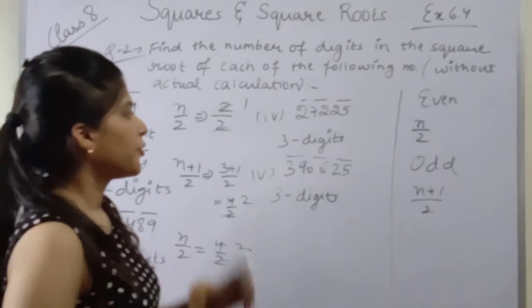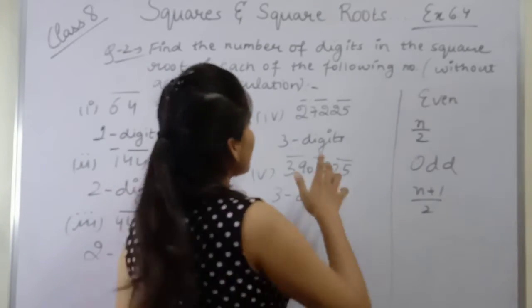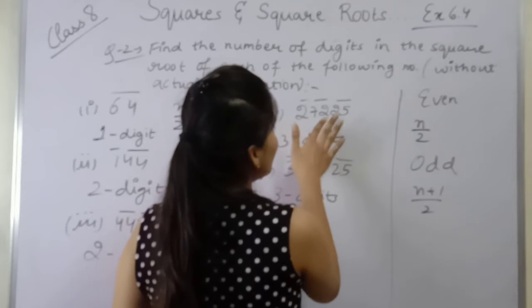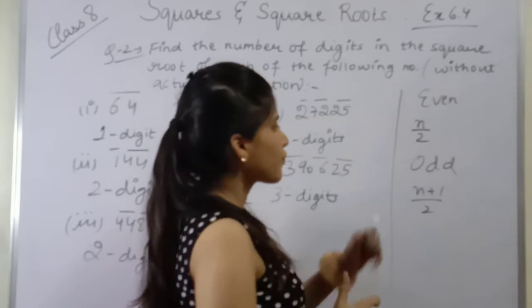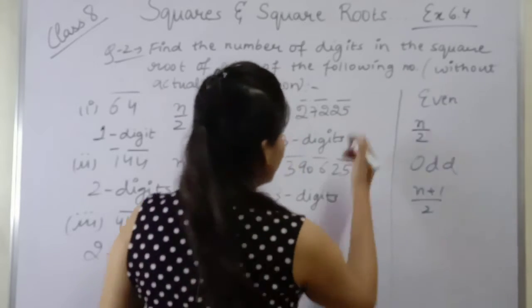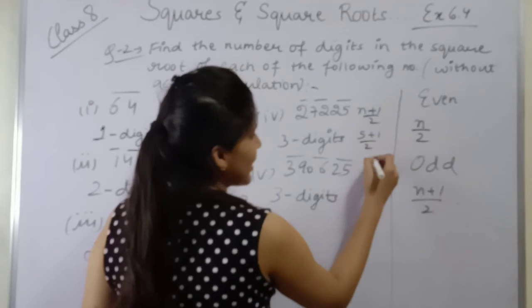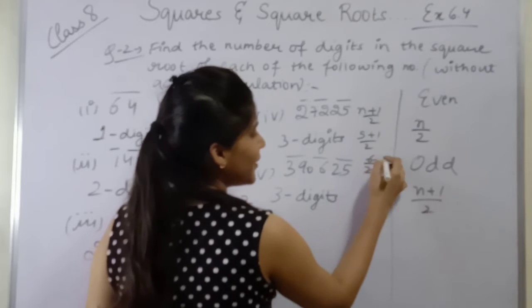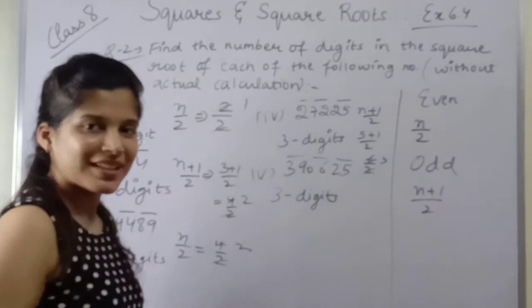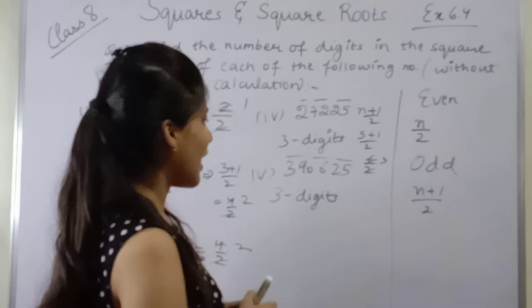Now fourth part. Let's count the number of digits. 1, 2, 3, 4, 5. So 5 is an odd number. So (n plus 1) by 2. (5 plus 1) by 2. 6 by 2, 6 by 2 is 3. So 3 digits. Okay.